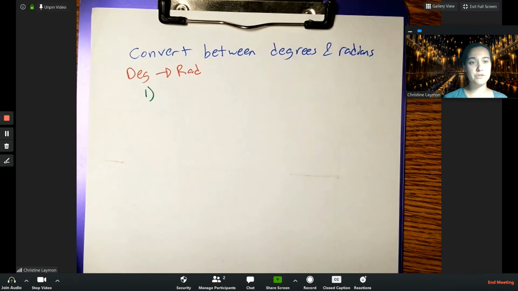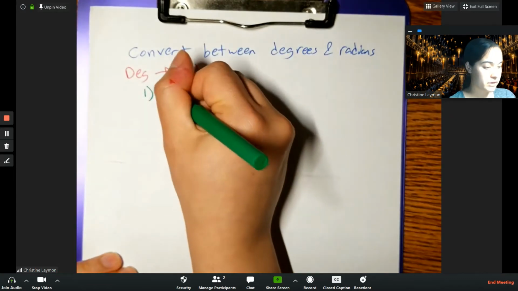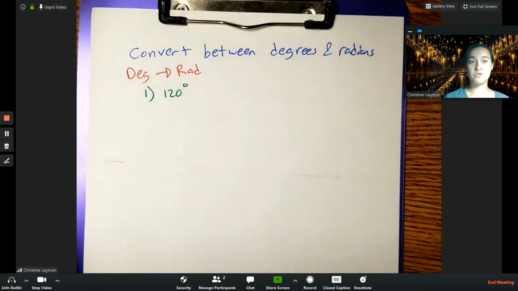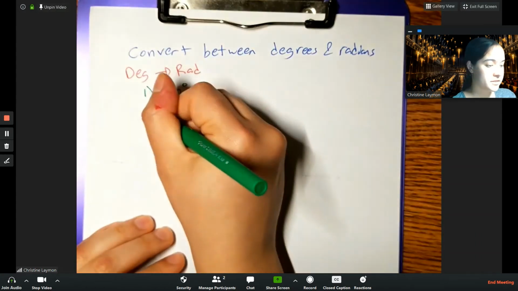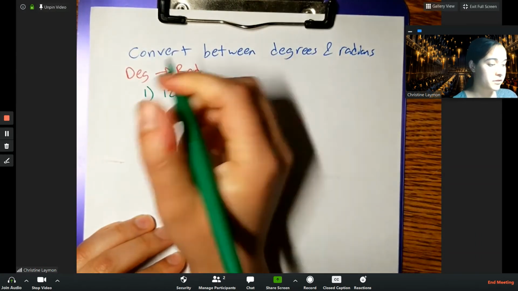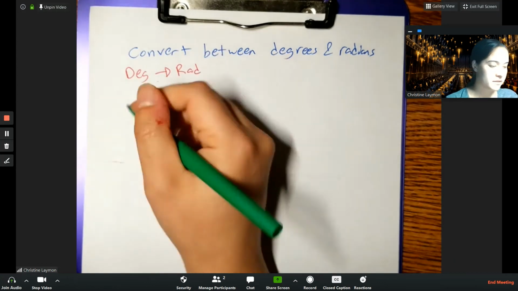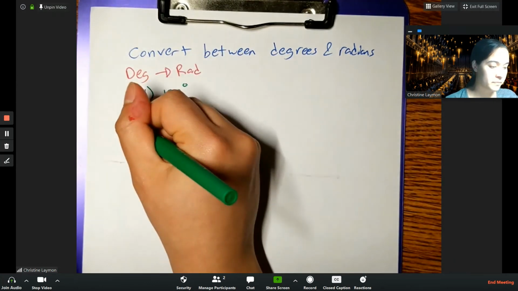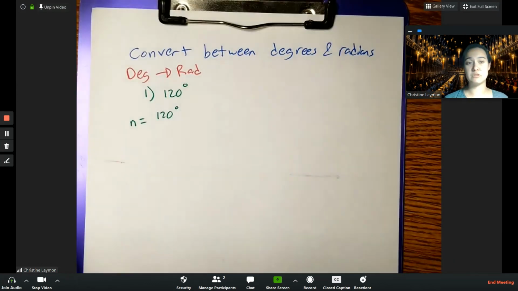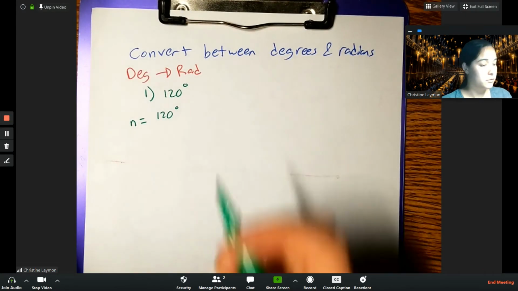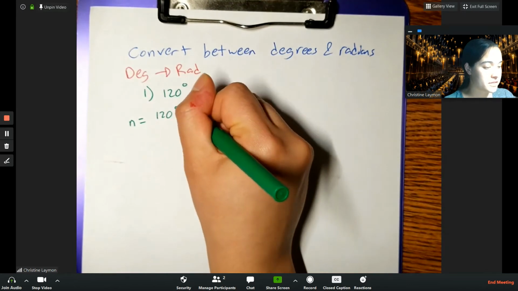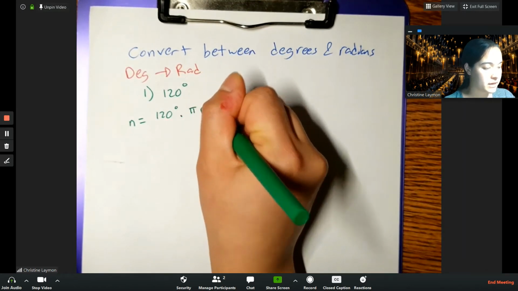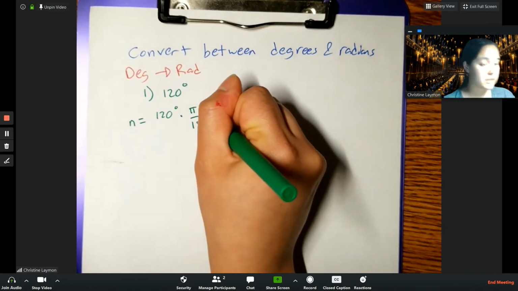For this first one, we're going to look at converting from degrees to radians. Let's go ahead and start out with 120 degrees. So again, I'm going to show it to you two ways. The first way is to say that this is 120 degrees, and let's say I want to get it into radians. Let's call it new value n. So n equals whatever I'm going to find. You can call it x, y, I don't really care. N equals 120 degrees times pi radians over 180 degrees.